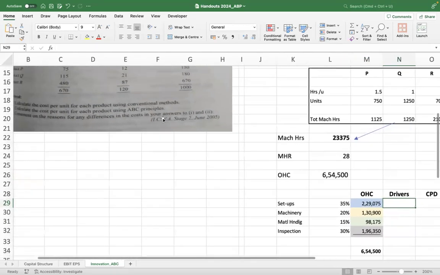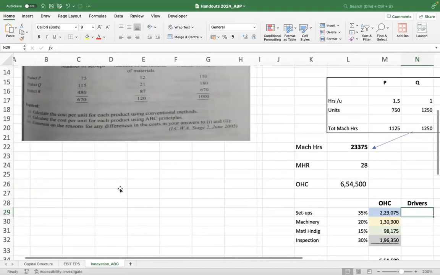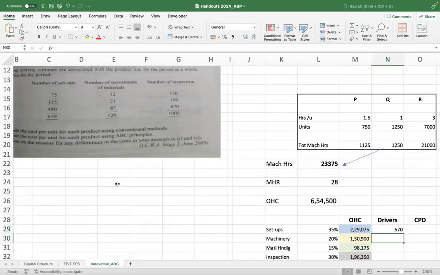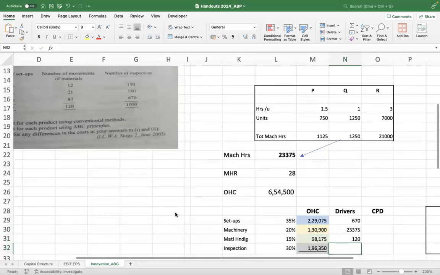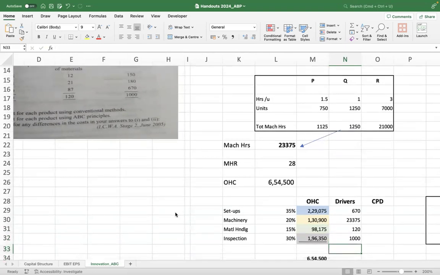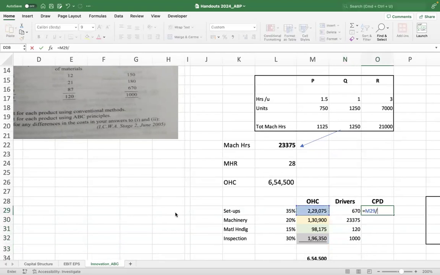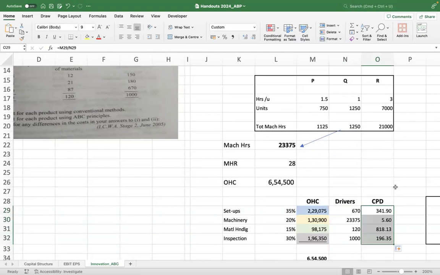Okay. Now what are your drivers? You have how many setups? 670 setups. मशीनरी के लिए ऑब्वियस सी बात है कि आप मशीन पर टोटल मशीन आवर्स से डिवाइड करोगे. ऑब्वियस. व्हाट इज योर ड्राइवर फॉर मटेरियल हैंडलिंग? 120 मटेरियल मूवमेंट्स एंड 1000 इंस्पेक्शंस. सो इससे आपको क्या मिलेगा? कॉस्ट पर यूनिट ऑफ द ड्राइवर मिल जाएगा, CPD, which is nothing but your respective overhead cost divided by the driver. That we will get for all.